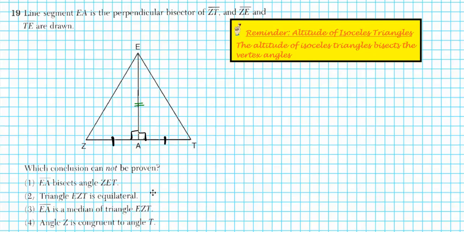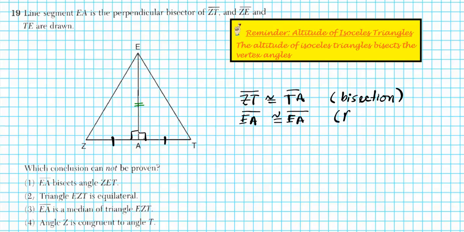What do we have here? We have two congruent triangles. Let me write down my reasoning real quick. So ZA is congruent to TA, by bisection, based on the definition of a bisector. And then EA is congruent to EA using the reflexive property of congruence.